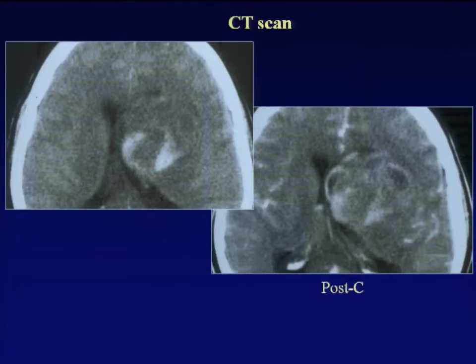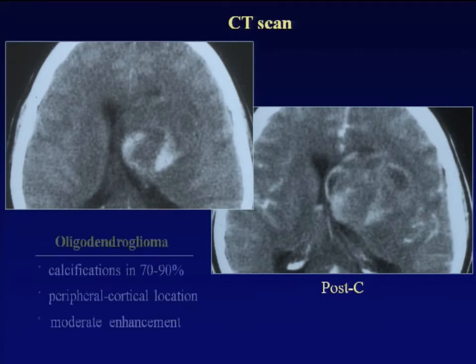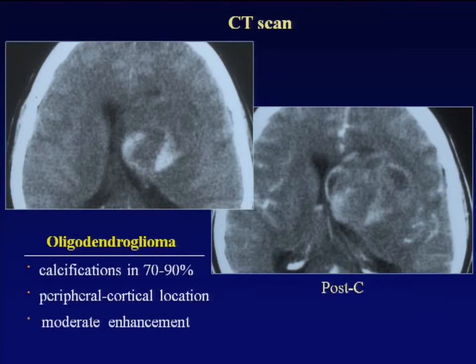Sometimes some imaging features are very pathognomonic, such as in this case, CT, pre and post contrast. You see those abrupt, very large calcifications. So the first differential here is oligodendroglioma. You see the association is 70 to 90% of the cases. It's located peripherally and near the cortex, and typically has a moderate degree of enhancement.